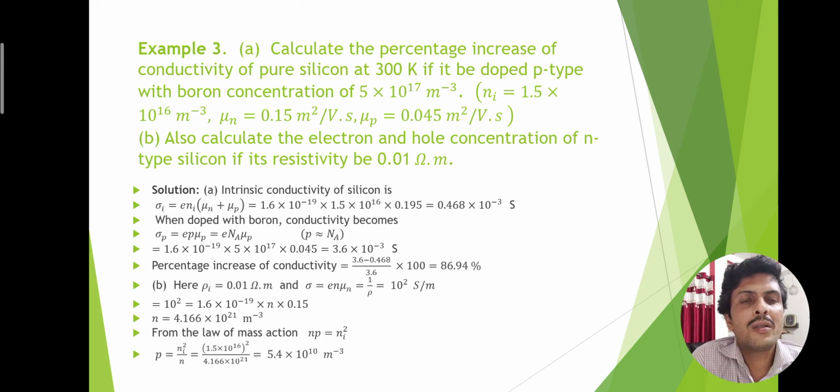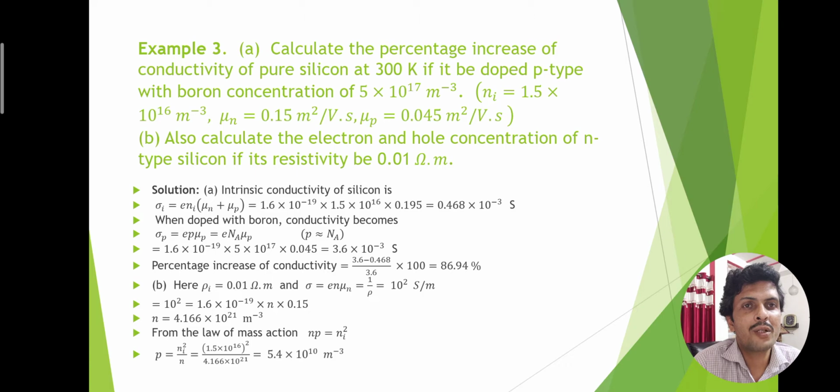Now later on, another question: calculate the percentage increase of conductivity of pure silicon at 300 Kelvin if it is doped p-type with boron concentration 5 into 10 to the 17 per meter cube. Here the intrinsic carrier concentration and the mobility of electrons and holes are given. Before going to the solution, let us try to understand what the problem is. You need to calculate the percentage increase of conductivity.